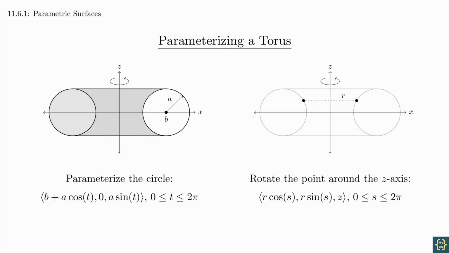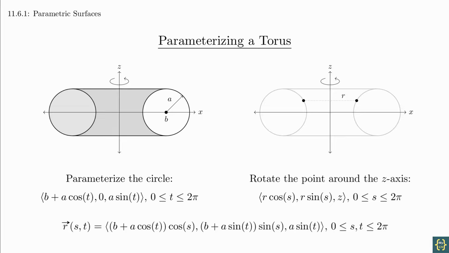We know that the parametric formula for such a circle is r cosine s, r sine s, z, where we're using the parameter s because t has already been used earlier. The values r and z come from the first part, and so we just need to make the substitution from the original circle to get the final result.